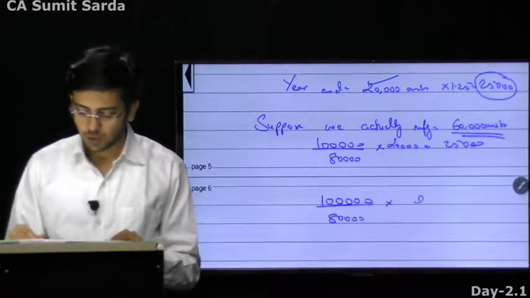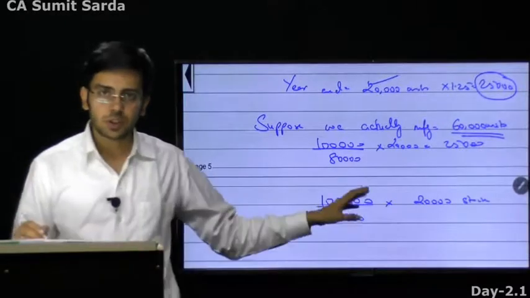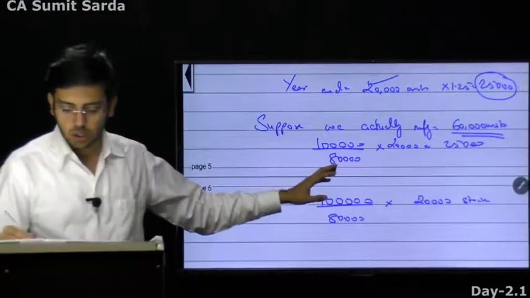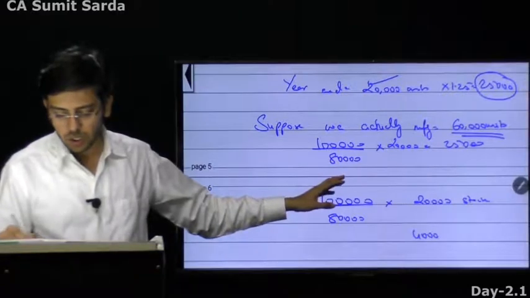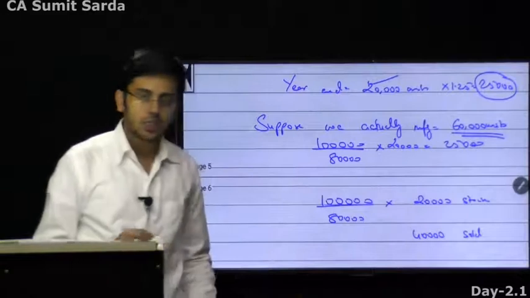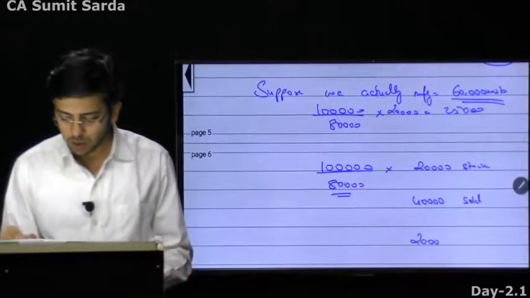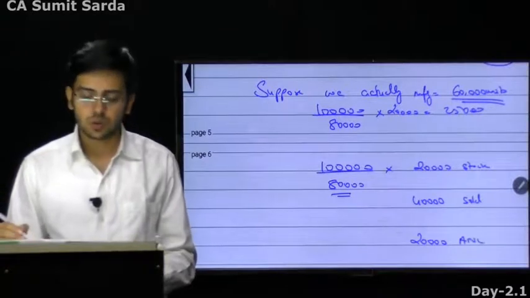We have three parts. 20,000 we have as stock. You have actually manufactured 60,000, 20,000 is in stock. That means 40,000 units are sold. So both of them together make 60,000, but we have divided it by 80,000. The remaining 20,000 is considered to be abnormal loss.